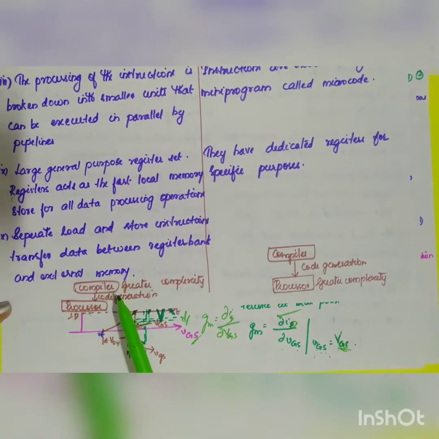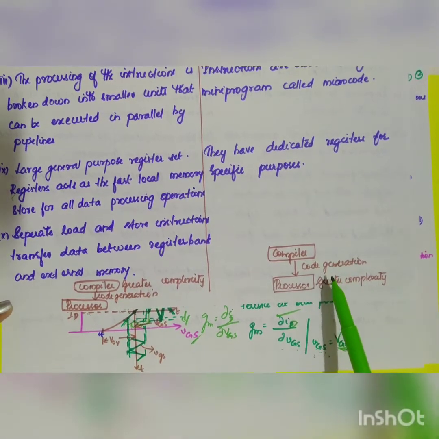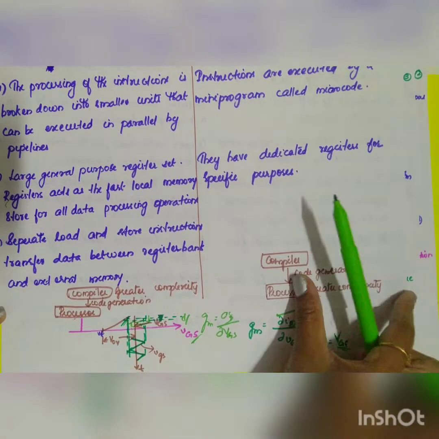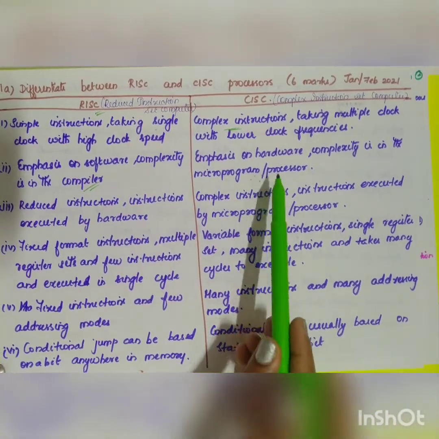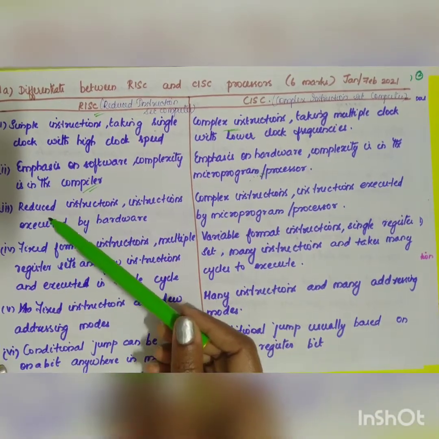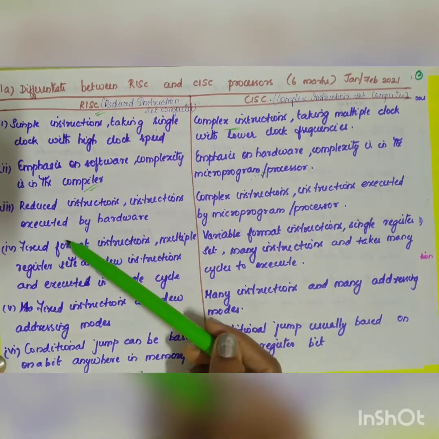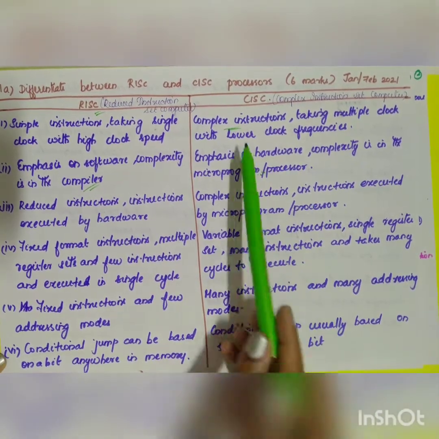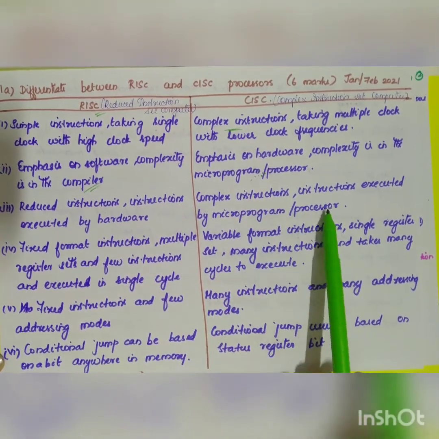In the case of RISC, the complexity is in the compiler, whereas in CISC the complexity is in the processor or microcode. That is the diagram related to the second point. Now the third point: RISC has reduced instructions, and instructions are executed by hardware, whereas in CISC there are complex instructions, and instructions are executed by microprogram or processor.